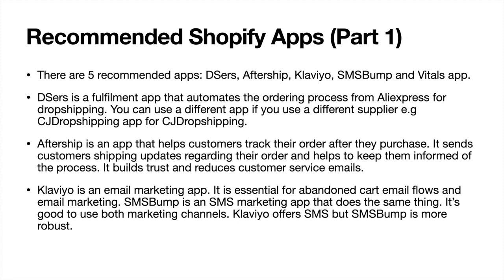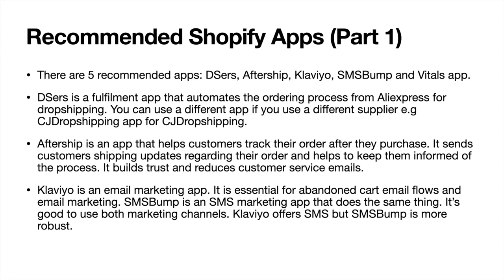Now Dsers is a fulfillment app that automates the ordering process from AliExpress for dropshipping. So after a customer places an order on your website, you need to go to AliExpress and manually put in the customer's information so the supplier can ship the order to the customer. When you use an app such as Dsers, this entire process gets automated and you don't have to sit there and manually write every single customer's address. So when you use the Dsers app, it automates the ordering process.